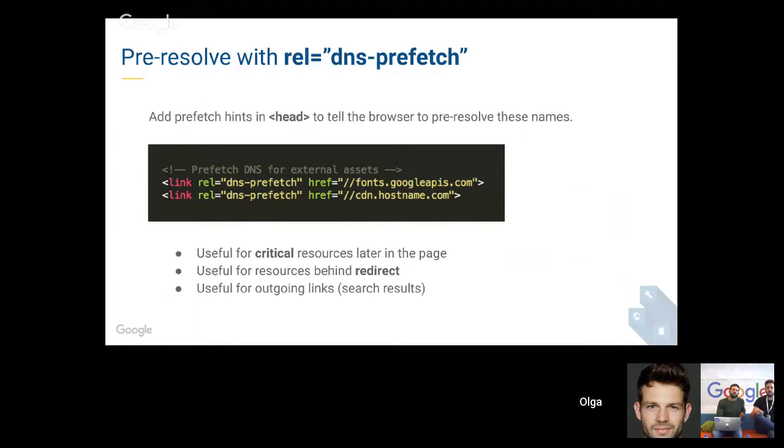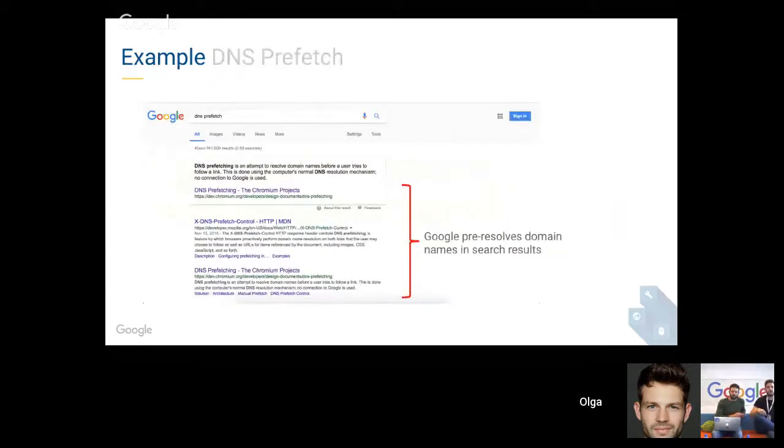Usually, you would use that for critical resources that you need later in the page. There might be the situation where a resource is behind a redirect. So you request a resource, but then there's a 301 redirect, and you need to resolve this domain name as well. So that's where it could be useful. Another option would be for outgoing links. If we hop on to the next slide, we see an example of that.